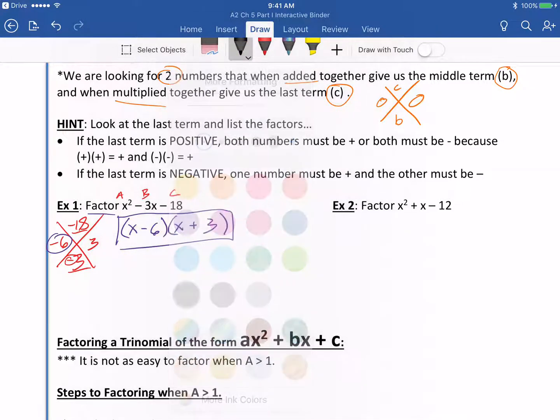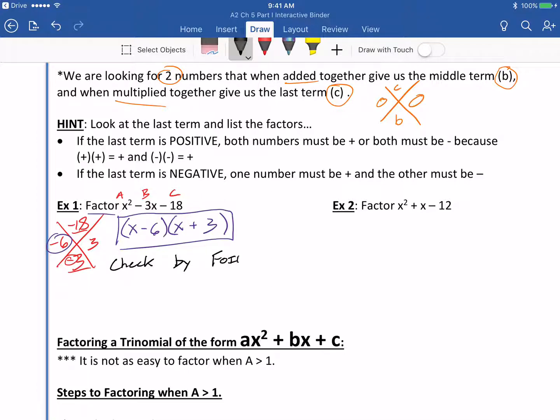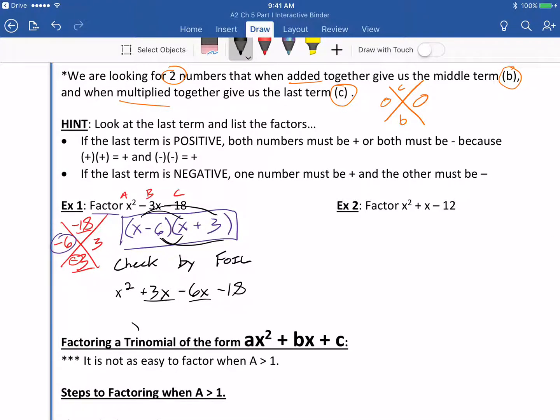Pretty quick. So now you can always check yourself by FOIL. So check by FOIL. All right, so now I can go x times x is x squared. Okay, outside is x times 3, gives me plus 3x. Inside gives me negative 6x. And this guy gives me negative 6 times 3, gives me negative 18. So I look here, if I combine like terms, I go x squared. This combines to make negative 3x minus 18. All right, so you notice here that these two guys are the exact same. So you can always check yourself by FOIL here. Always, always, always can check yourself.